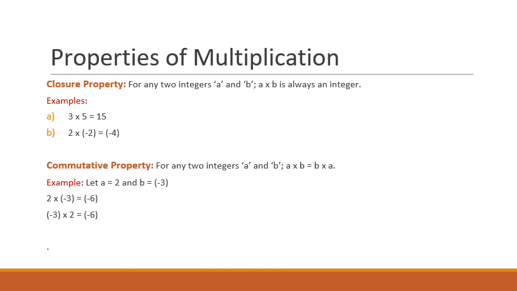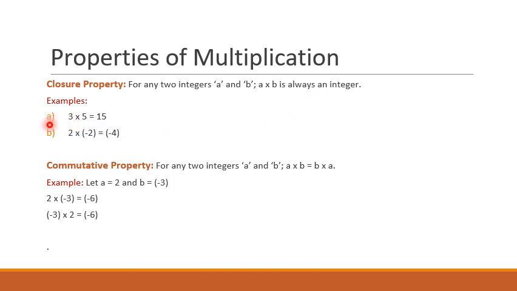Now let's see the properties of multiplication of integer. The first property is the closure property. The closure property says for any two integers a and b, the product a multiplied by b is always an integer. Which means if I multiply any two integers, the answer will always be an integer. So we can say that the multiplication is closed under integers.